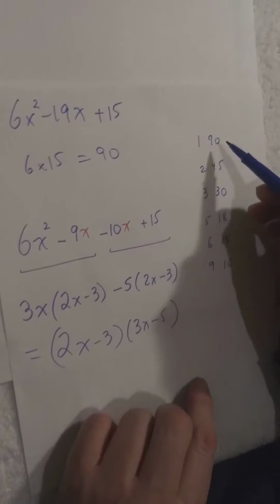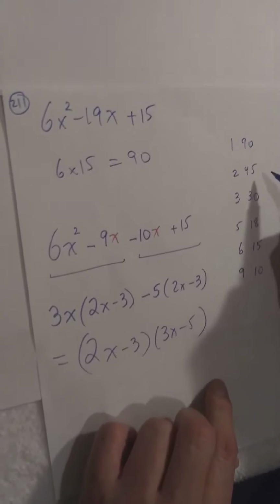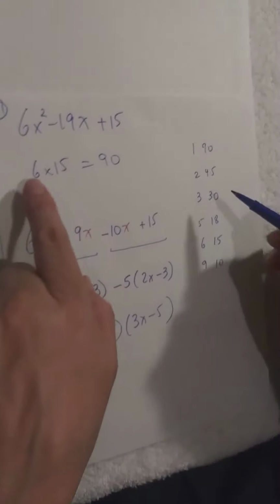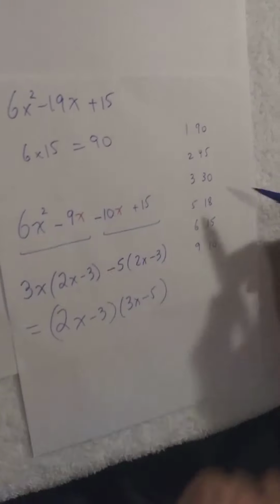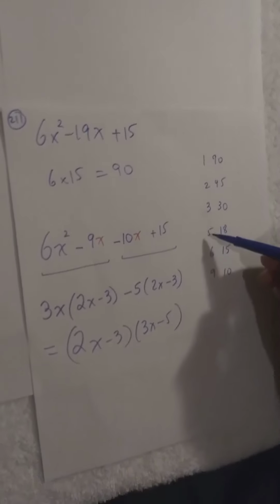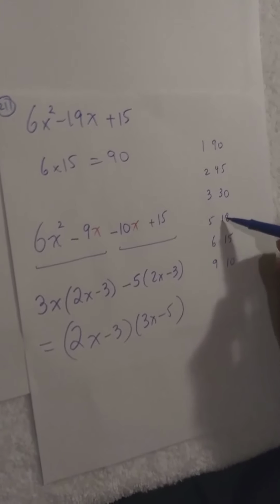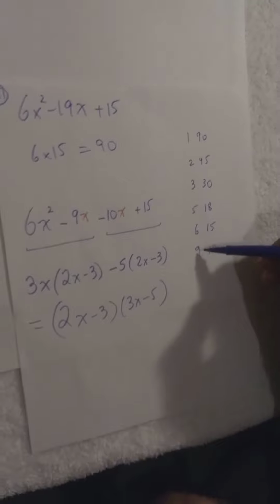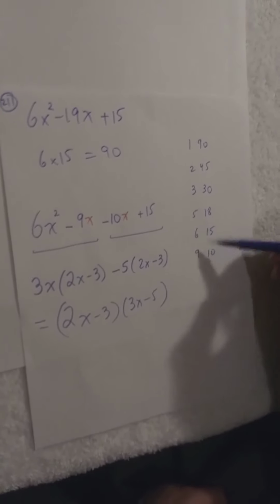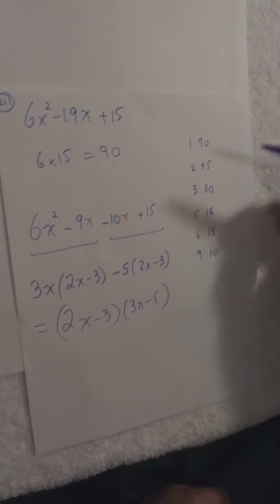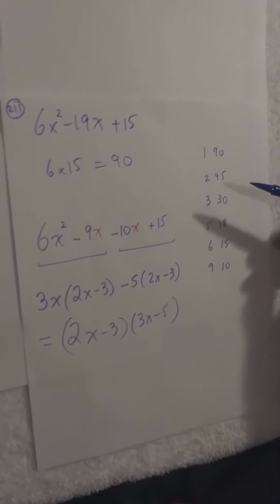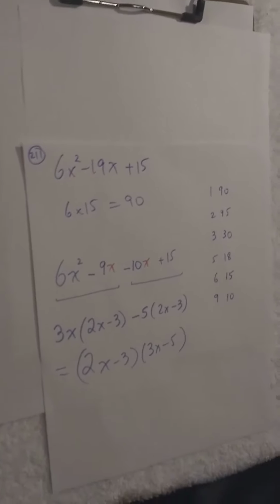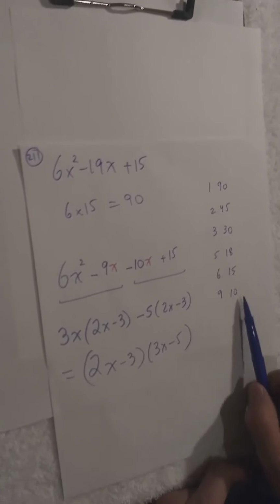It could be 1 times 90, or 2 times 45, or 3 times 30. If you're not sure, divide 90 by 2. Divide 90 by 3, that gives you 30. Divide 90 by 5, that gives you 18. Divide 90 by 6, that gives you 15. Divide 90 by 9, and that gives you 10. Okay, figure out which of these groups can give you minus 19. And the answer is 9 and 10.